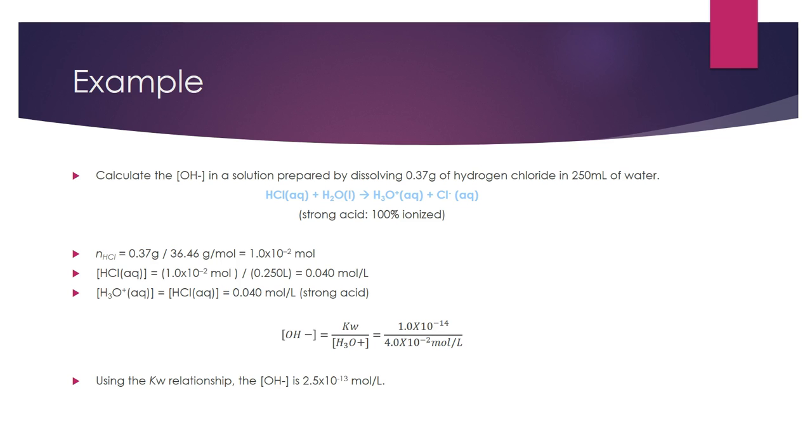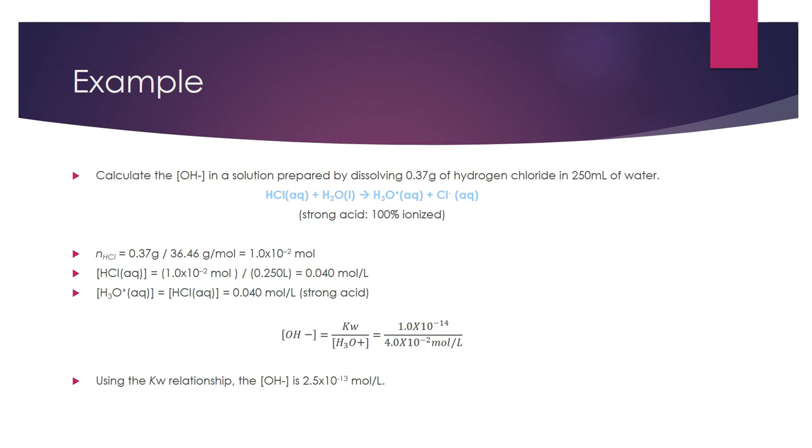This example has a few more steps. We are asked to find the hydroxide ion concentration of a solution that has been prepared from pure hydrogen chloride. The first step would be to use the mass and molar mass of HCl to determine the number of moles. This value would then need to be divided by the volume of water in liters.